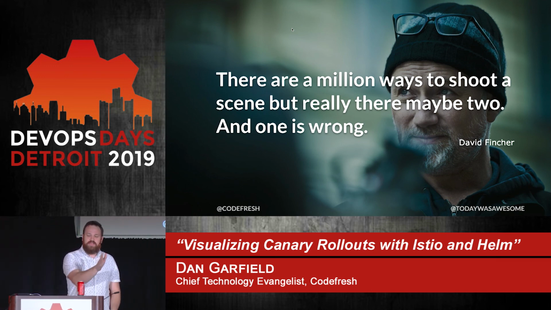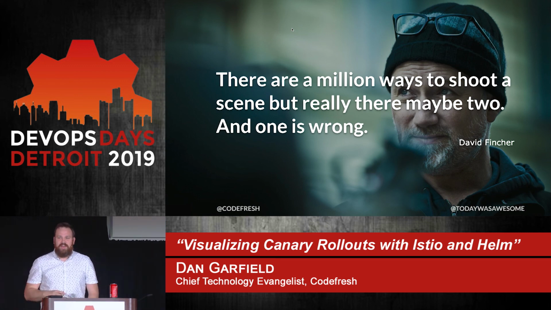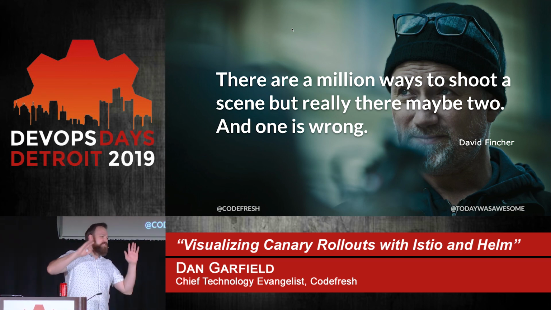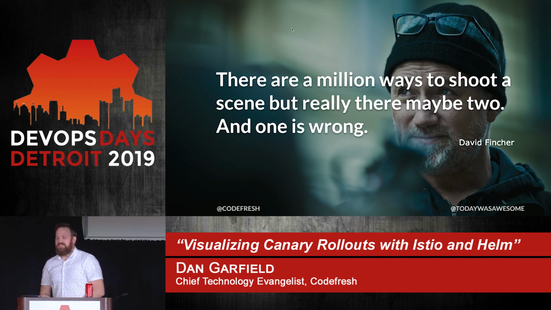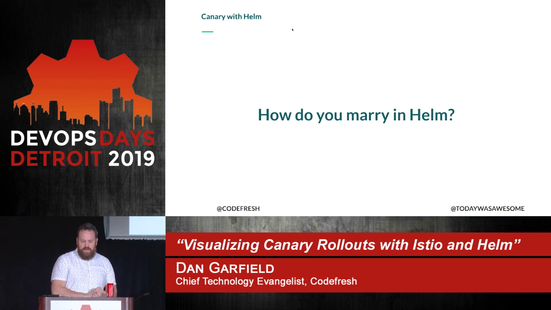He says, "There are a million ways to shoot a scene, but really there are maybe two, and one is wrong." And I feel this way about DevOps all the time. Like, oh, how should we do it? Oh, there's a million ways we can do it. But really, there's like maybe two. One of them's probably wrong. We should do the other one. So how do we marry in Helm?